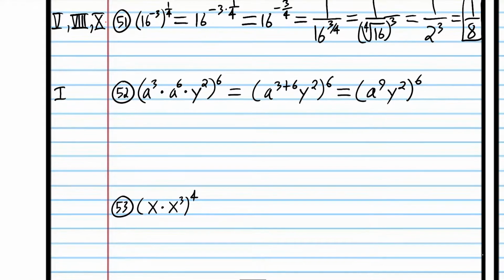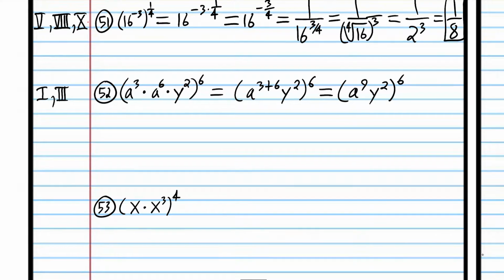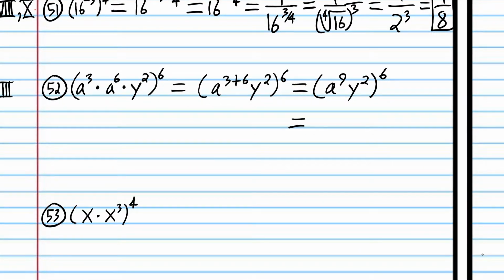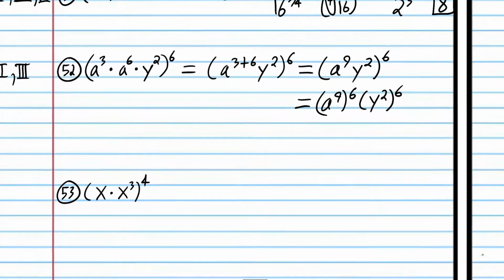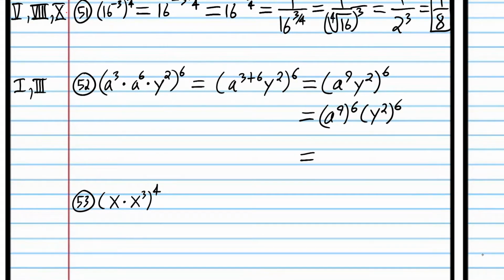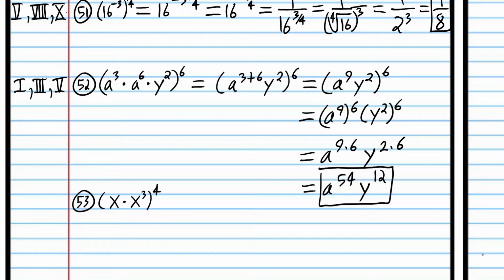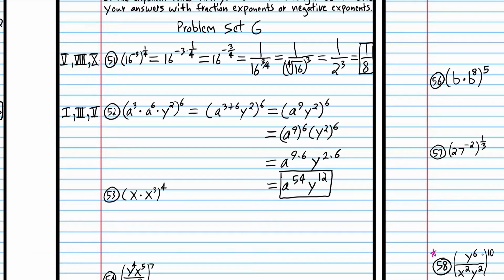raised to the 6th. Okay, now we have a product raised to some power. So we have to use rule number 3. Rule number 3 tells us that you take the first number in the product and raise it to that power, and then multiply by the second number in the product and raise to the same power. But now we have to use rule number 5 because we have powers raised to other powers. So that becomes a to the 9 times 6 times y to the 2 times 6. And our final answer is a to the 54th power times y to the 12th power. So again, we used 3 rules in that problem.